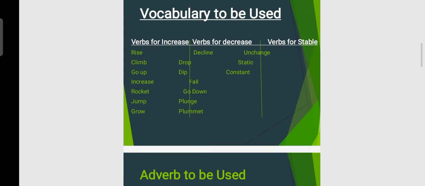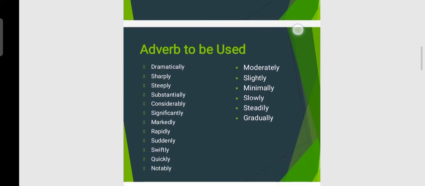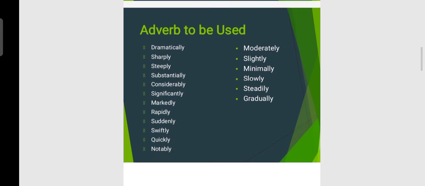When we have to write the increasing trends, we use those words. When we have to write the decreasing trends, we can use words like decline, drop, dip, fall, go down, plunge, plummet. Plummet means to fall suddenly and quickly. And verbs for stable are unchanged, static and constant. This table is somewhat in disorder, but these are the words you can pick.